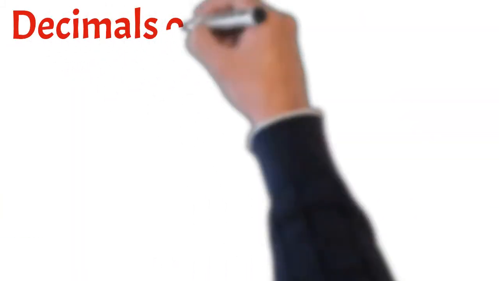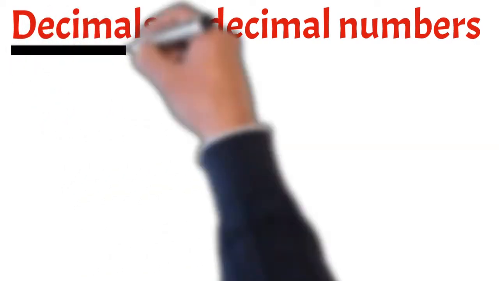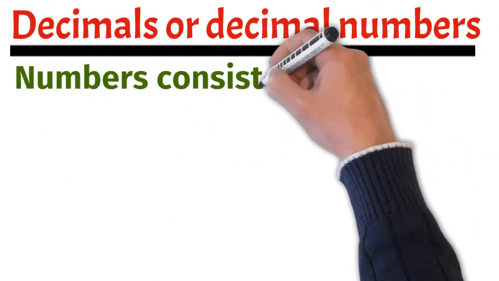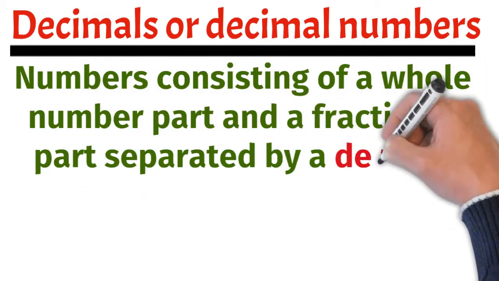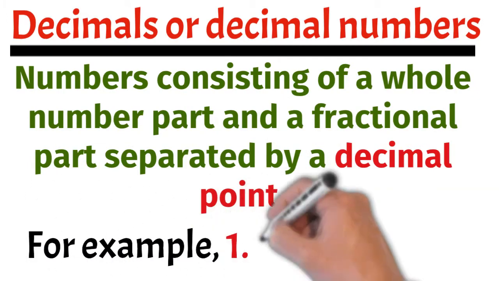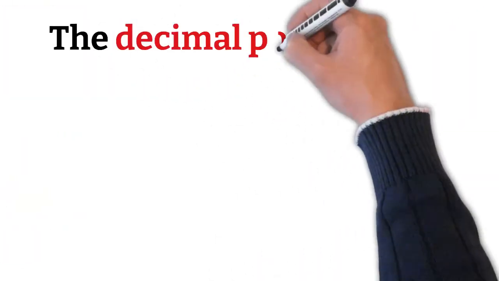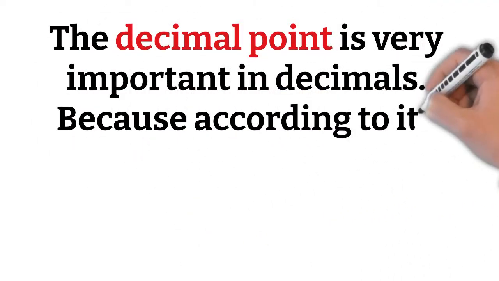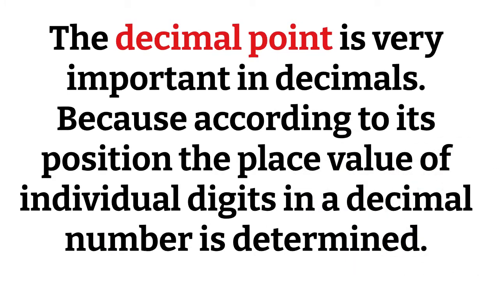First, let's know what decimals or decimal numbers are. Simply, decimals or decimal numbers are numbers consisting of a whole number part and a fractional part separated by a decimal point. For example, 1.2, 0.5, 3.56, etc. The decimal point is very important in decimals because according to its position, the place value of individual digits in a decimal number is determined.